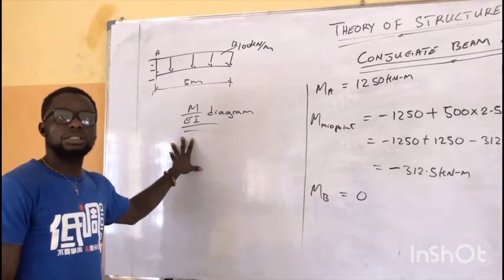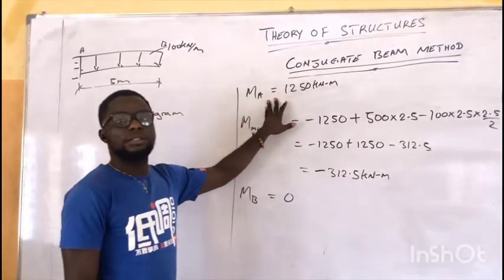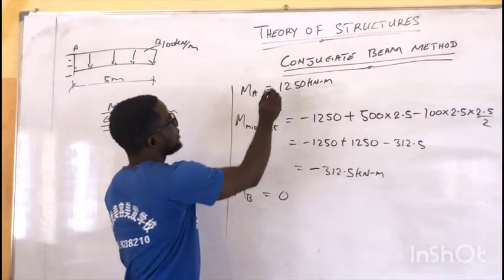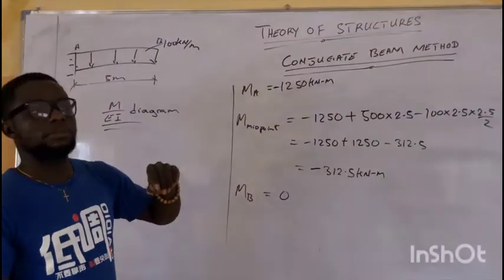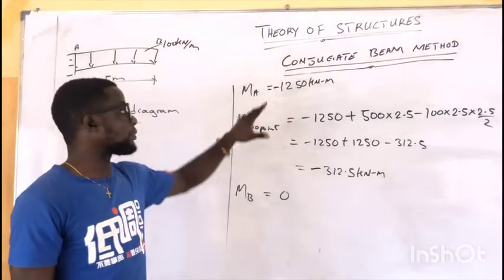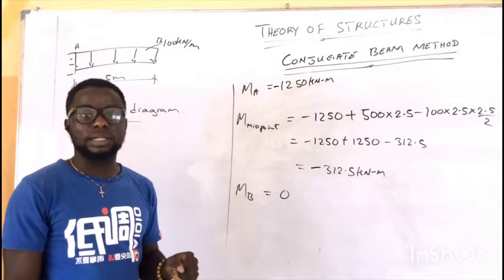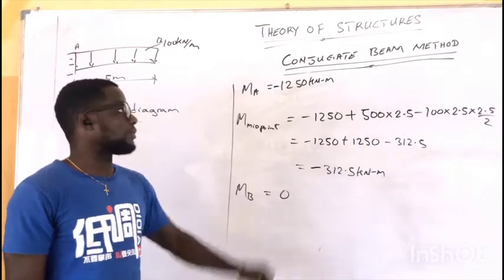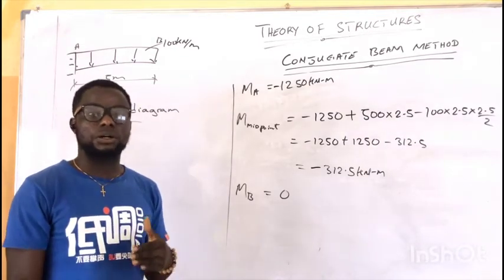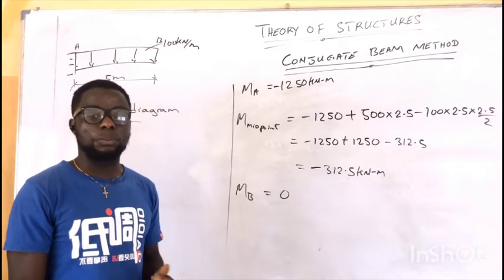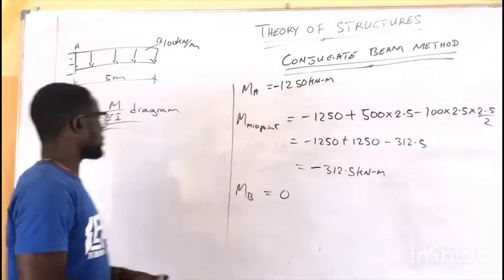So the next step is to draw the M over EI diagram. Okay, we have that the bending moment at A is negative of this, because in the free body diagram, I assumed that the support reaction moment, MA, is in anti-clockwise direction. And when we calculated MA, we got a positive value, saying that the direction is correct, which is a negative moment. Then at the midpoint, we have this, and at the free end, we have this.